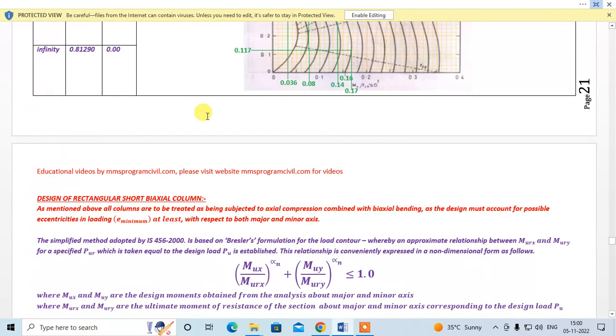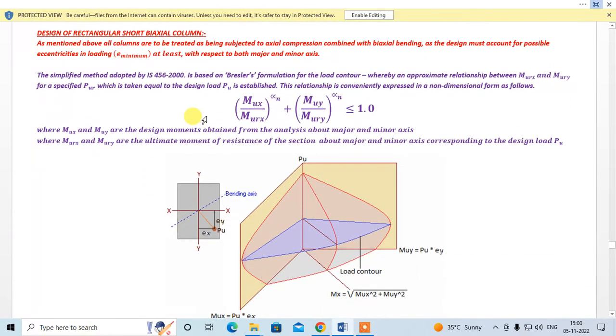Okay, now coming to the next topic, that is design of rectangular short biaxial column. Okay, as mentioned above, all columns are to be treated as being subjected to axial compression combined with biaxial bending, as the design must account for possible eccentricities in loading, at a minimum, with respect to both major and minor axes.